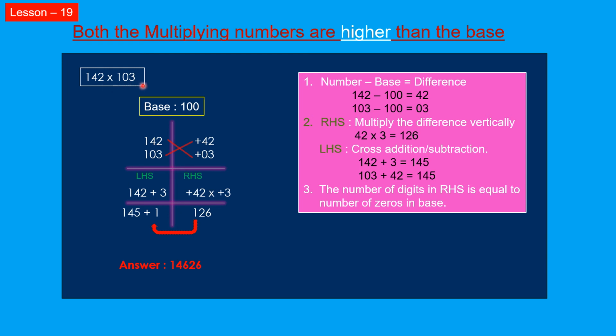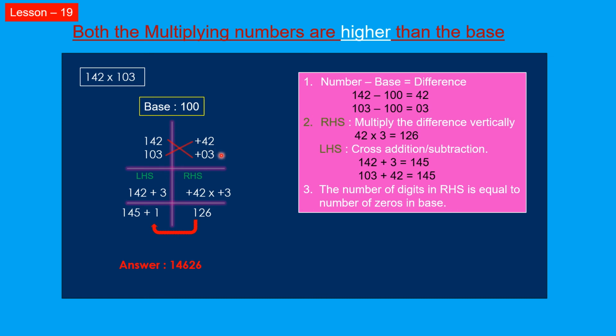142 times 103. The first step, by looking at the numbers, you identify your base. So our base would be 100. The first step, number minus base equals difference. So number is 142 and your base is 100 and the difference is 42. Write 42 in front of the number 142 and write the difference 3 in front of the number 103. That is your step 1. So write the numbers, do number minus base, and write the difference in front of the numbers.